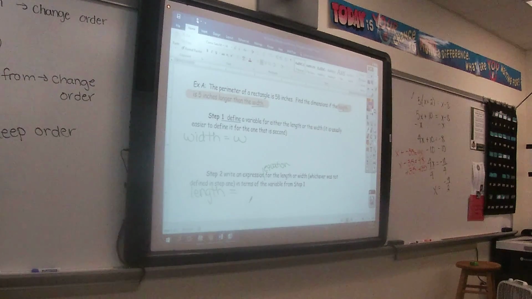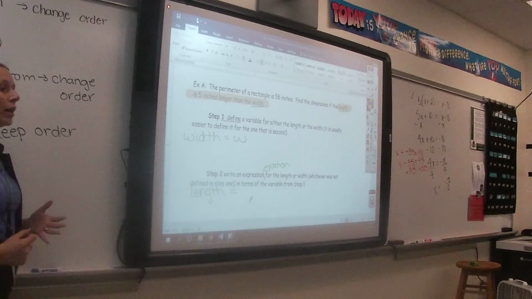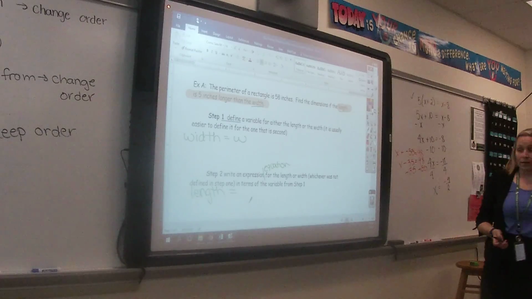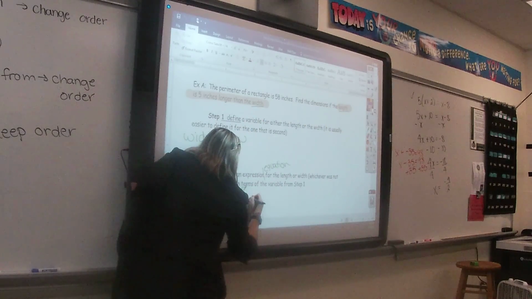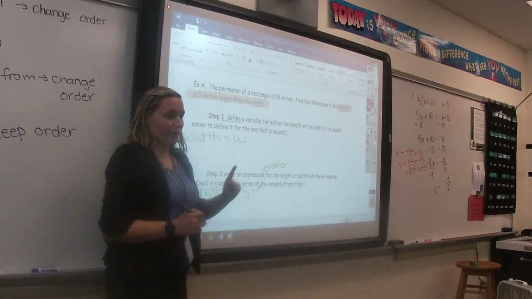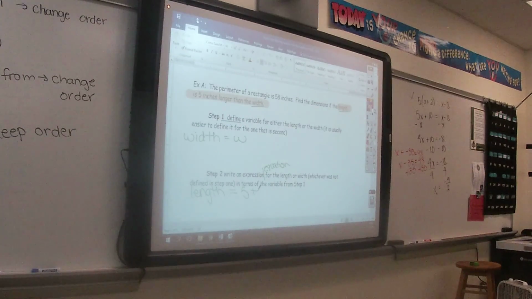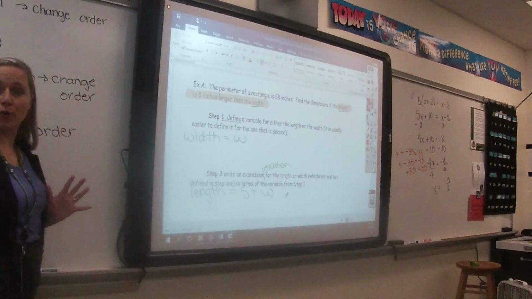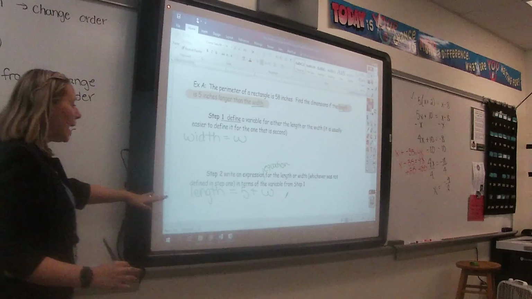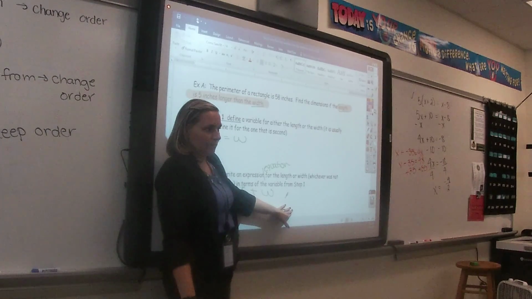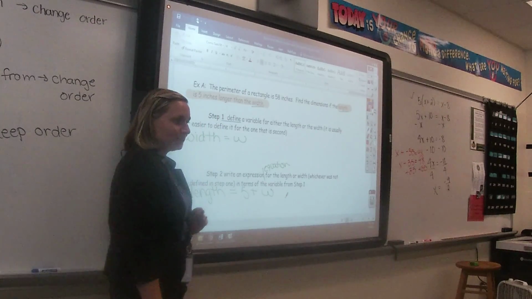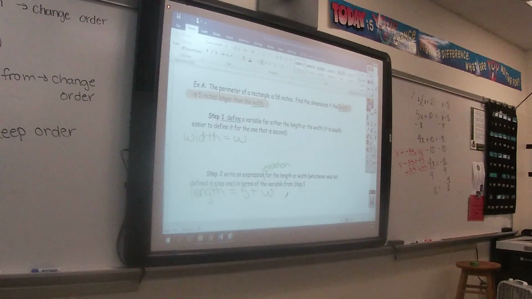5 inches longer. Is longer going to tell us to add, subtract, multiply, or divide? Add. So I'm going to do 5 plus the width. How am I now representing the width? W. So all I did was take that phrase that I highlighted and write it out as an equation. The length is 5 more than the width. Does that make sense? Questions on where that came from?